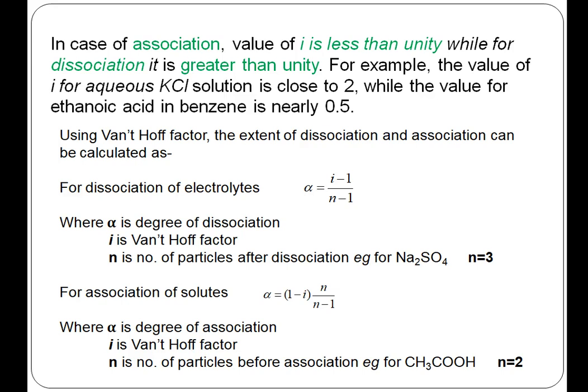For association of solutes, alpha will be equal to (1 minus i) into n upon (n minus 1). Here n is the number of particles before association. Say for ethanoic acid, since it forms a dimer, n will be equal to 2.